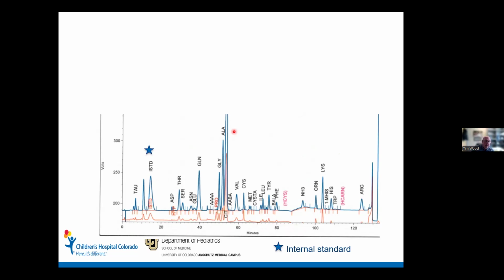All right. So this is a patient with citrullinemia. Nice big citrulline peak. In fact, I've cut it off here, but it would go way up to the top. So a lot of times in citrullinemia, you're seeing elevations in 2,000 to 3,000 micromolar.